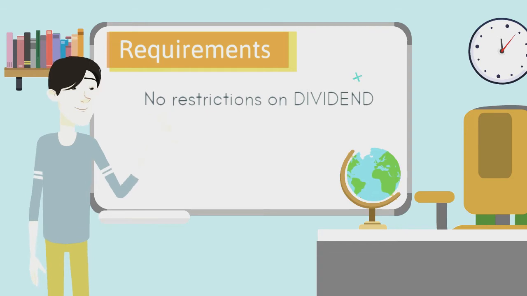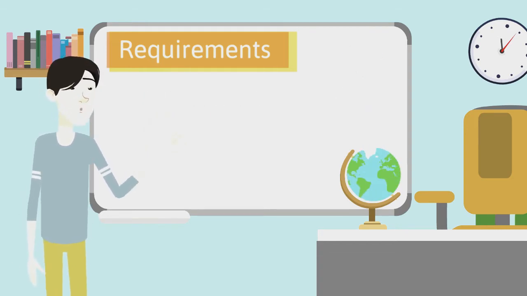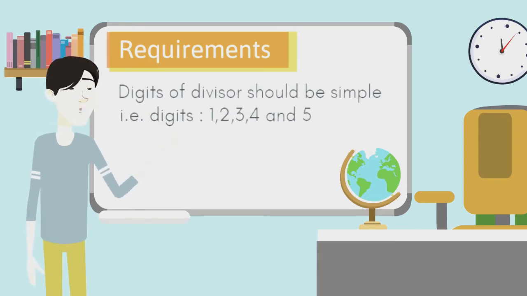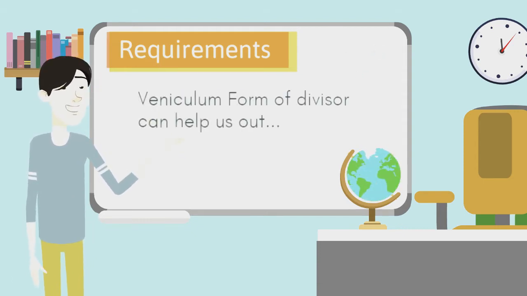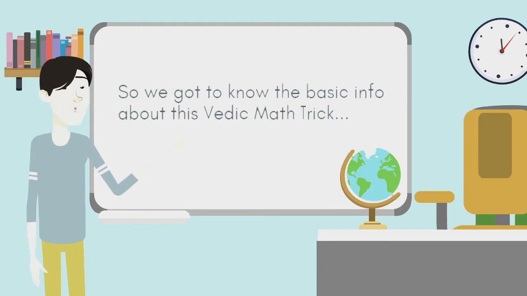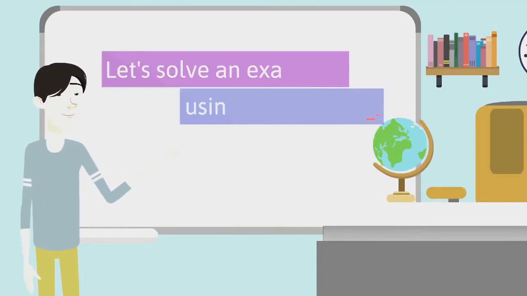Here, there are no restrictions on the dividend, but there is a restriction on the divisor. That is, the divisor must be in simple form, which basically means that the divisor must not contain any digit which is greater than 5. We have seen this in the previous video, how to convert a number into its vernacular form. Maybe the vernacular form of a divisor will help us to satisfy this restriction. So this is the basic info one must know about the direct flag method, or simply the DF method. So let's look at an example on the same.